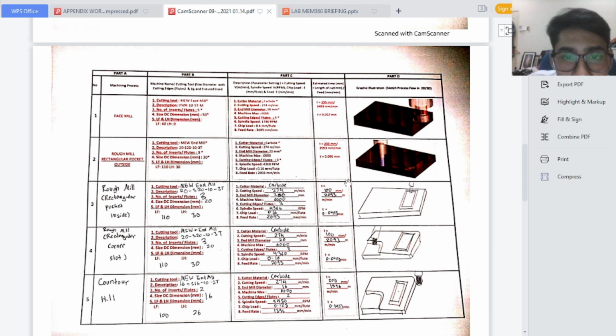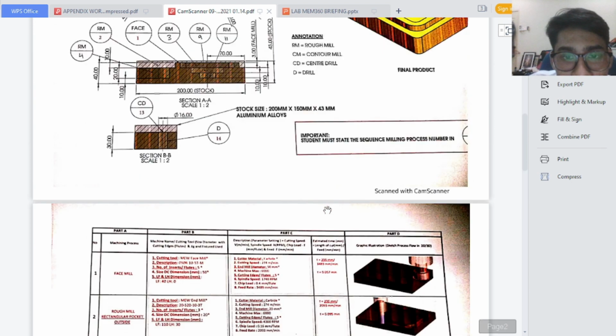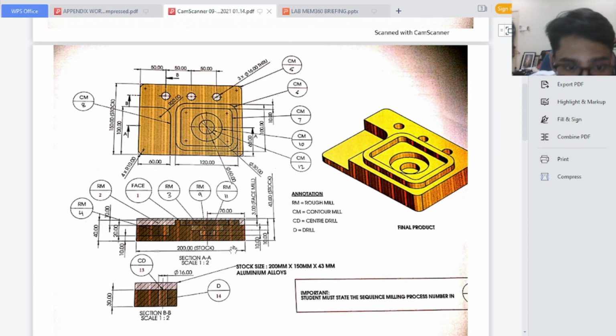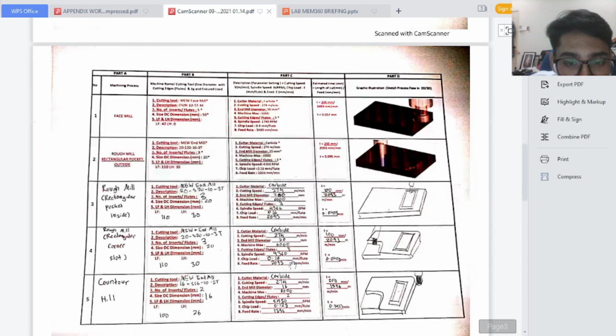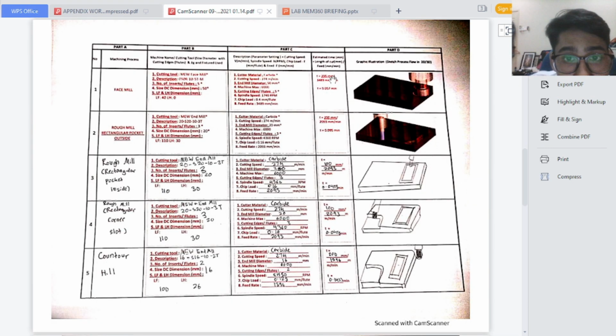The length of cut is 100 millimeters. It is mentioned in the diagram. The length is 100 millimeters, which is this one, representing 300 millimeters and 100 millimeters. Then we divide it by the feed rate, which we have as 2093 millimeters per minute. After we calculate, we will get 0.0478 minute. So this is the estimated time of the part.